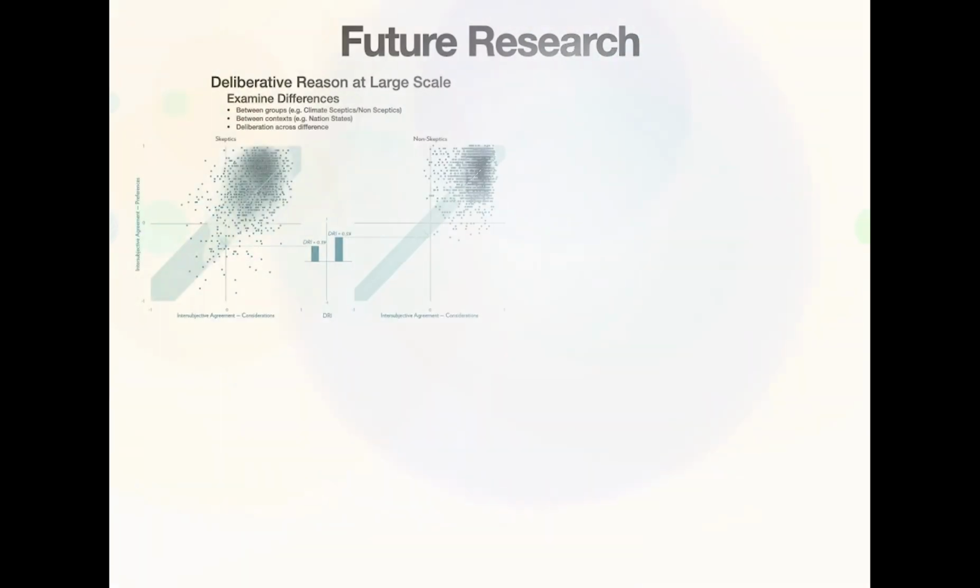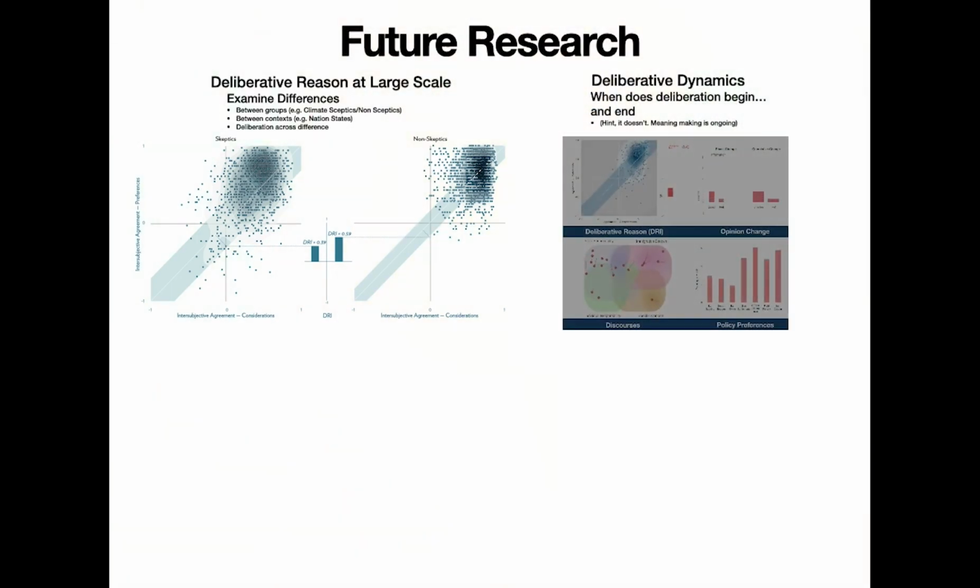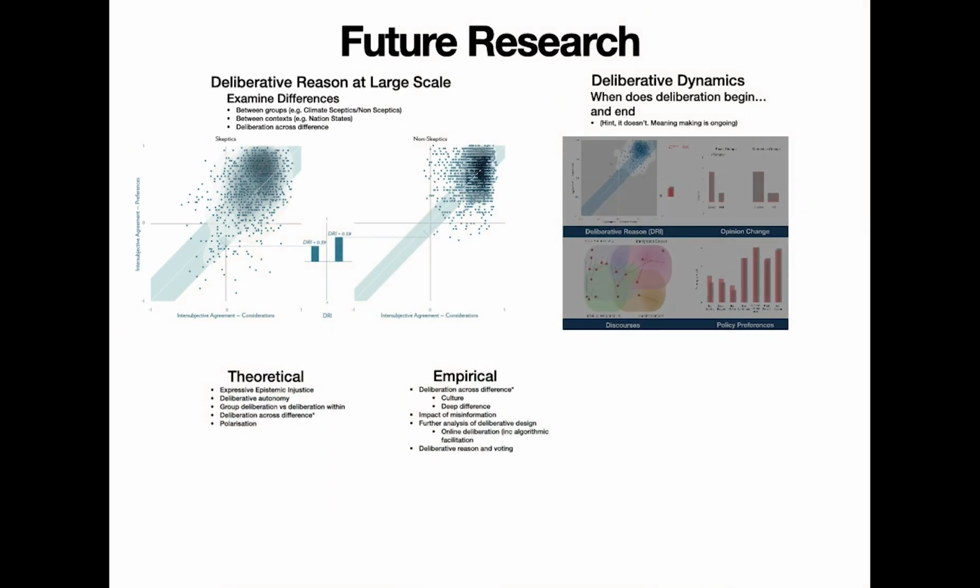But the next steps involve taking DRI beyond mini-publics. For example, here where we compare climate change skeptics and non-skeptics. There's also a lot of work to be done to understand the dynamics of deliberation and the relationship between all the various moving parts. There's also a lot more work to be done in terms of developing the theoretical implications, connecting that to empirical work, and actually refining the methodology.